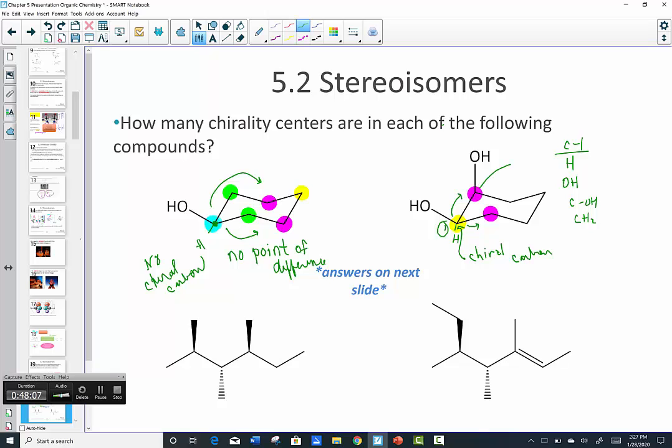And the same is true here. We could do the exact same work and end up with the same story. That is also a chiral carbon. We have 4 unique attachments. There is a point of difference in that cyclic structure.